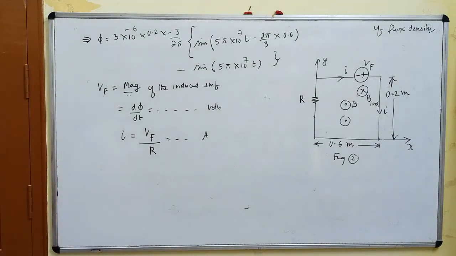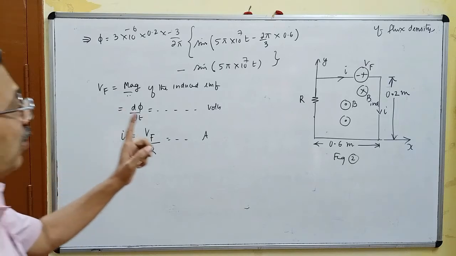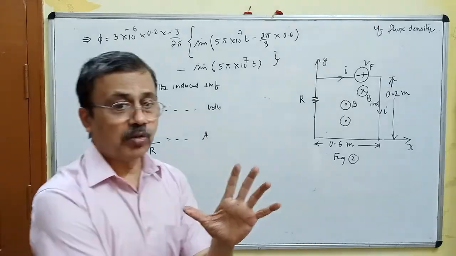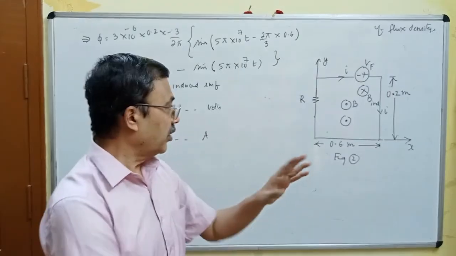So this problem has to be tackled in this manner. Here you have to be very careful. B is a function of t and x. Therefore, B cannot be taken outside the surface integral. With this, we end this problem.